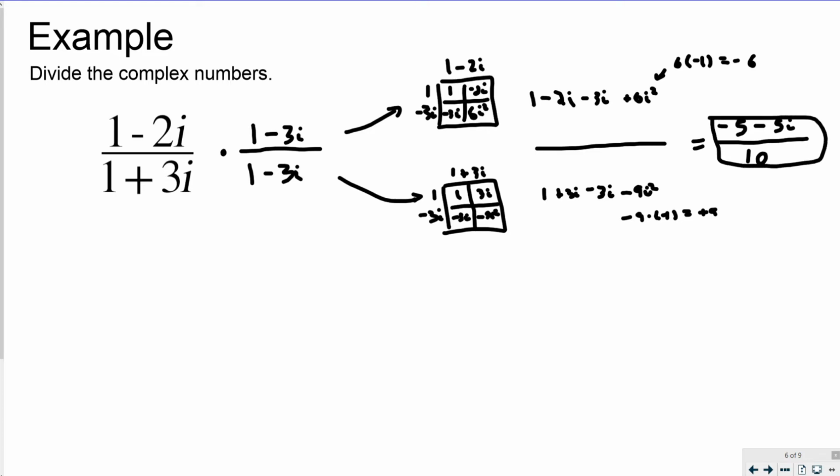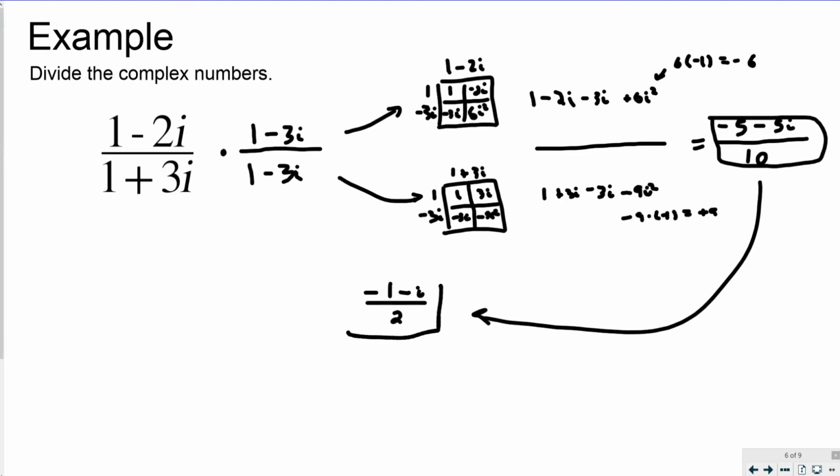But now I see that negative 5, negative 5i, and 10 can all be divided by 5, so I've got to do that. So I still have to simplify. So my final answer is actually going to be negative 1 minus i over 2, because everything is divisible by 5. And so here is my final answer.